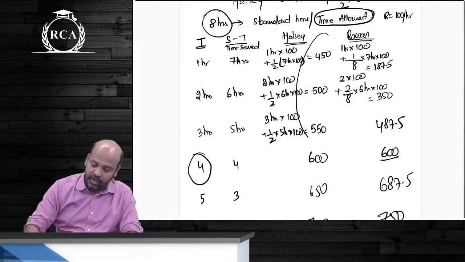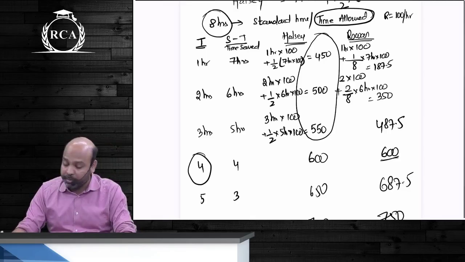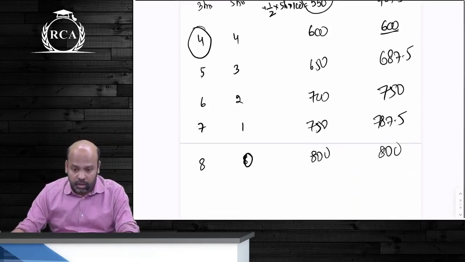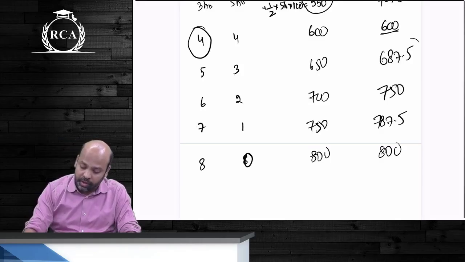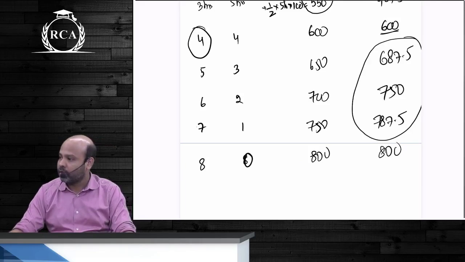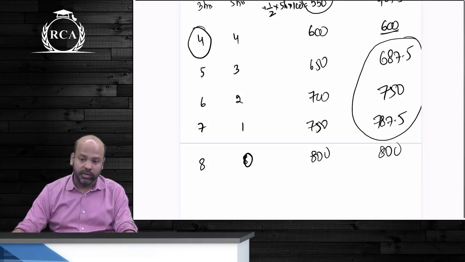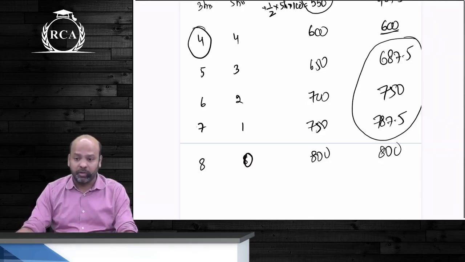The first three levels, beta: Halsey is resulting in a higher amount of wage. If an employee takes more than half of time allowed, guys, the Rowan scheme will result in a higher amount of wage. Are you getting the point? They have asked this in the examination as a theory question once. So when will both these systems result in the same amount of wages?